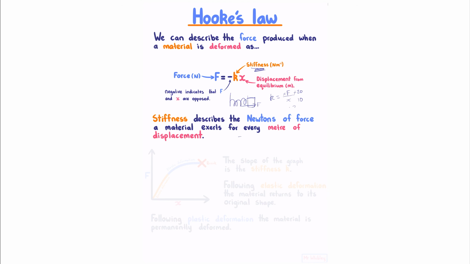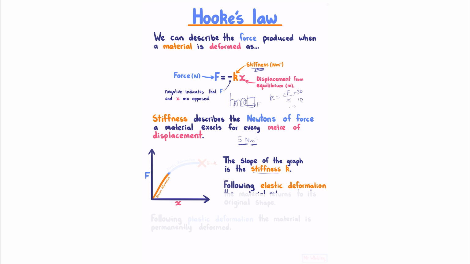So if we had a stiffness of 5 newtons per meter, that means we get 5 newtons of force for every meter of displacement. We can plot the relationship between F and x on a graph, in which case the slope of the graph is the stiffness k. Initially, as we increase the displacement, we're going to see an increase in force. Our trend is going to be roughly linear, indicating a constant slope, and therefore a constant k. This is called elastic deformation, and following elastic deformation, the material returns to its original shape.